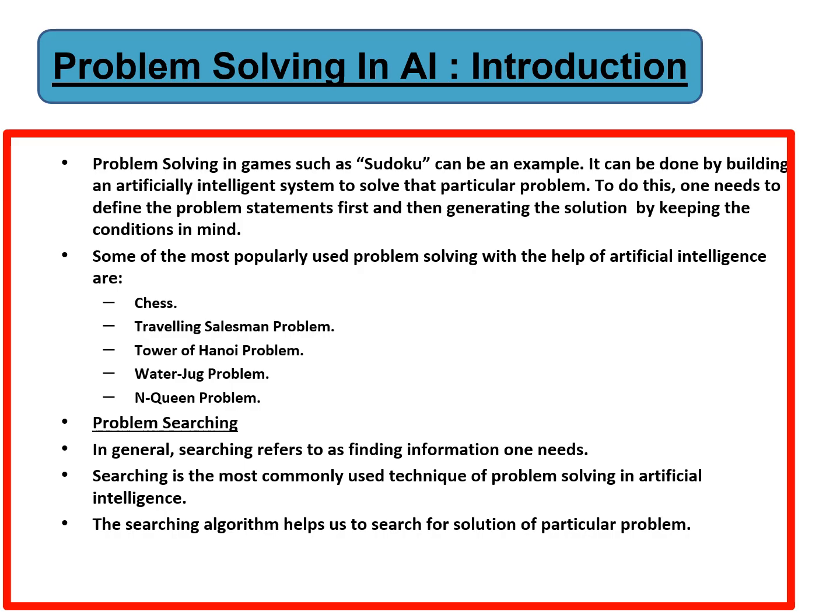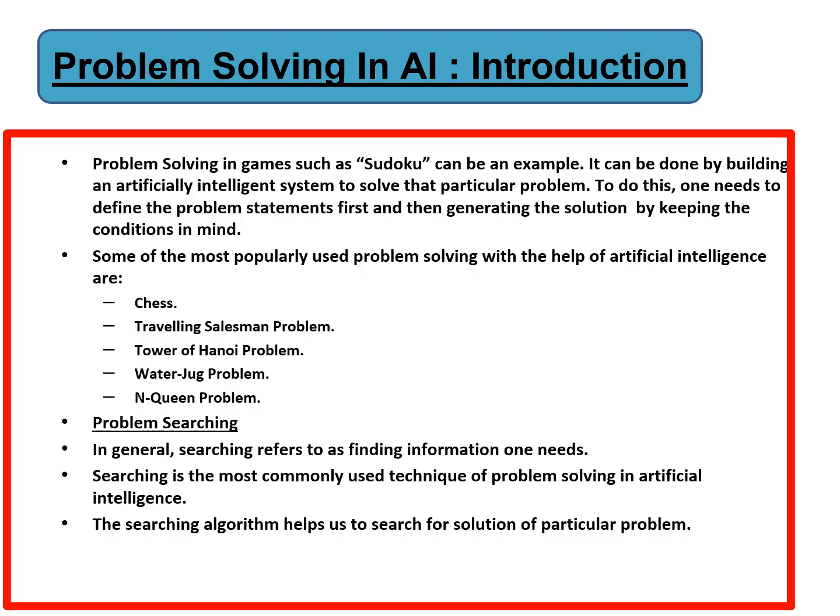The objective is to fill a 9 cross 9 grid with the numbers from 1 to 9 such that each row contains numbers 1 to 9 without repetition, each column contains numbers 1 to 9 without repetition, and each 3 cross 3 box contains numbers 1 to 9 without repetition. So an AI system tries different number placements and searches for a valid solution while satisfying all constraints.